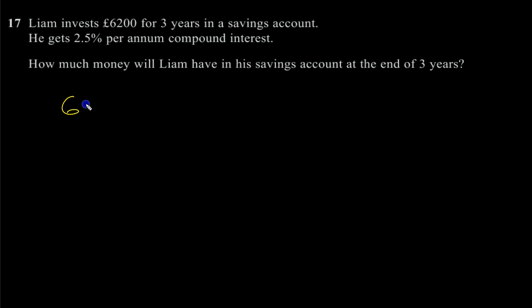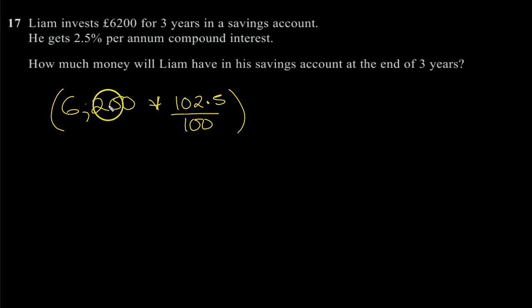Okay, so he starts off with 6,200 and then 2.5%. So at the end of the first year, he gets basically 102.5 over 100, doesn't he? That's how much he's got when you add on 2.5% to 6,200 plus the 100% original. And then that's the end of the first year.